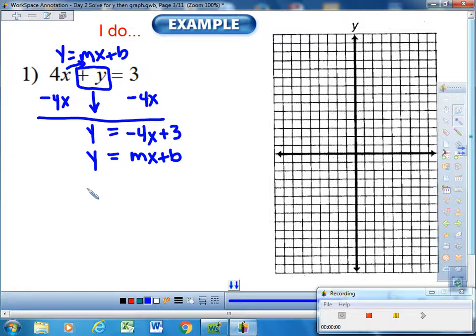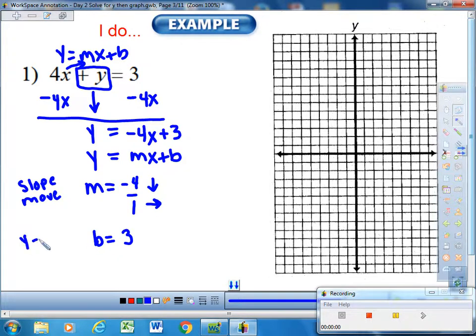So you want to identify what is m. M is negative 4, and you always want that as a fraction. B is positive 3. Remember, m is your slope. That's how you move. So it's negative. I'm going to go down and always to the right. B, this is your y-intercept, and that's where you begin.